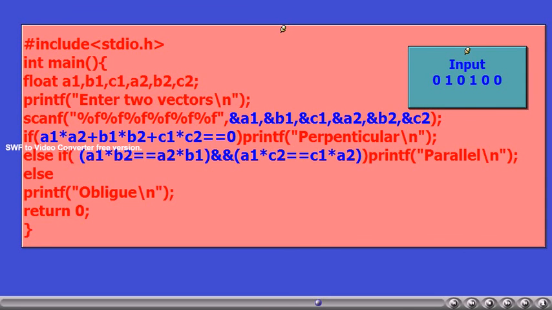Now let us try to understand the working of our program. Let us assume that the user has entered 0, 1, 0, 1, 0, 0 as the input. Now the scalar product value becomes 0, thus the two vectors will be declared as perpendicular. This we can verify. The first 0, 1, 0 indicates a vector parallel to the y-axis, whereas 1, 0, 0 is another vector which is parallel to the x-axis. Obviously, as they are perpendicular, we are supposed to get perpendicular, and our program also gives perpendicular as output.